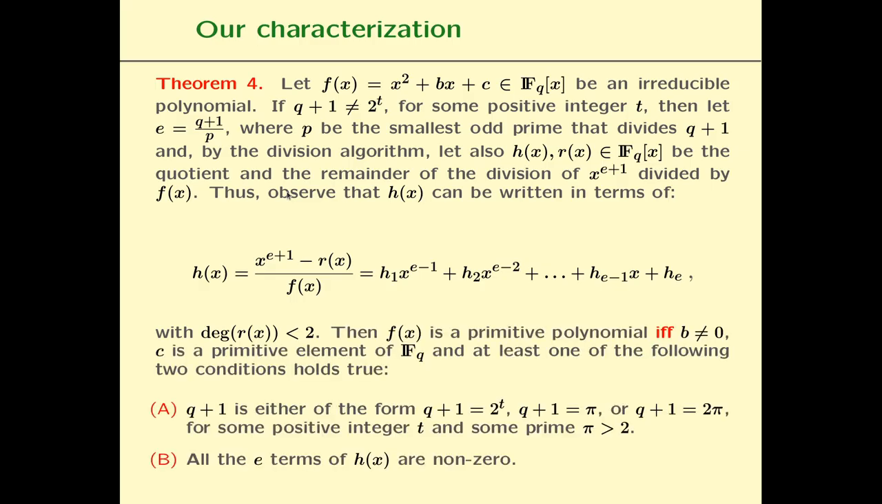Then, our characterization says that f(x) is a primitive polynomial if and only if its linear coefficient is different to 0, its constant coefficient c is a primitive element in the finite field Fq, and at least one of the following two conditions holds true. Condition A: q + 1 is either equal to a power of 2, or q + 1 is equal to a prime number p greater than 2, or q + 1 is equal to 2 times a prime number p greater than 2. This is condition A. Condition B says that all the terms in our polynomial h(x) must be different to 0.